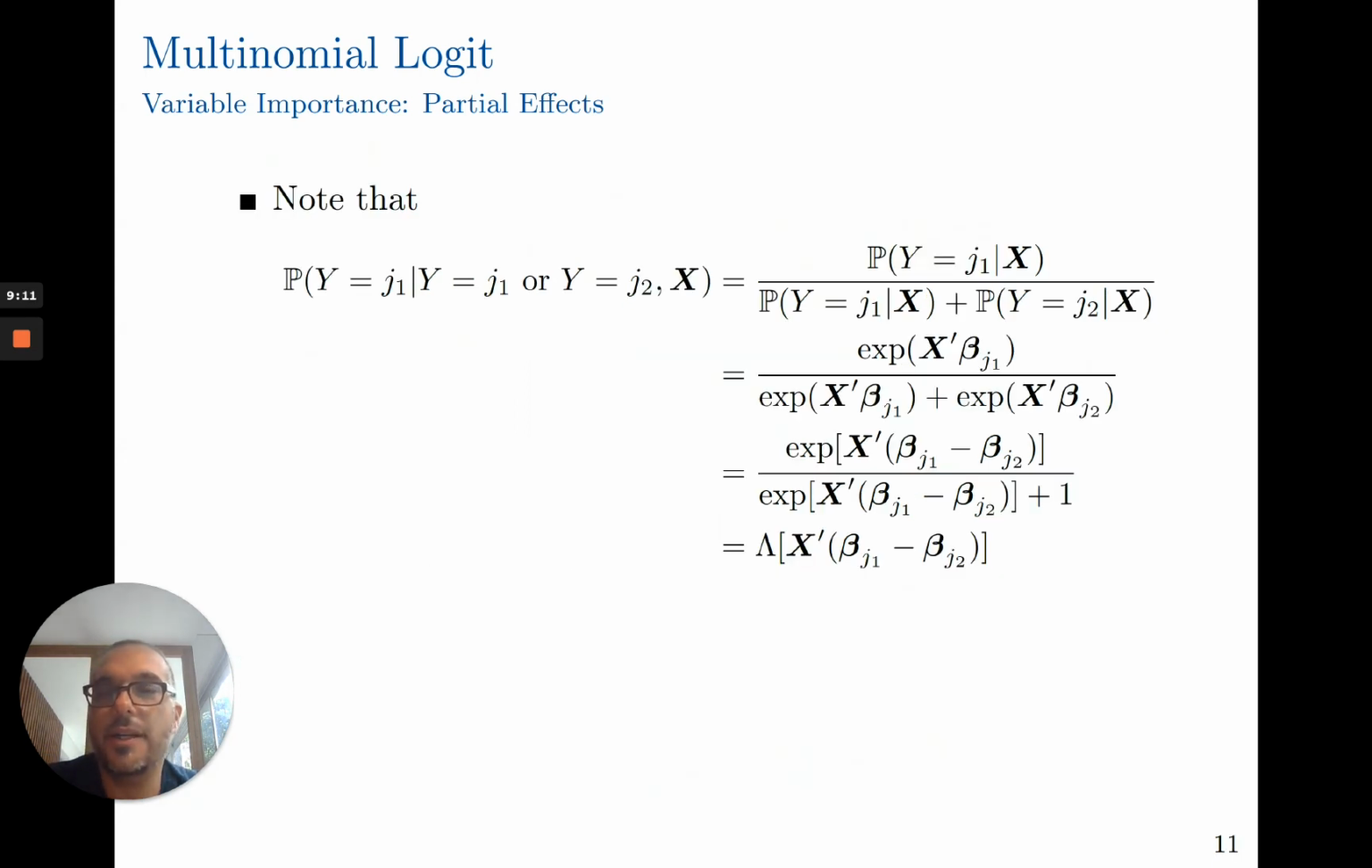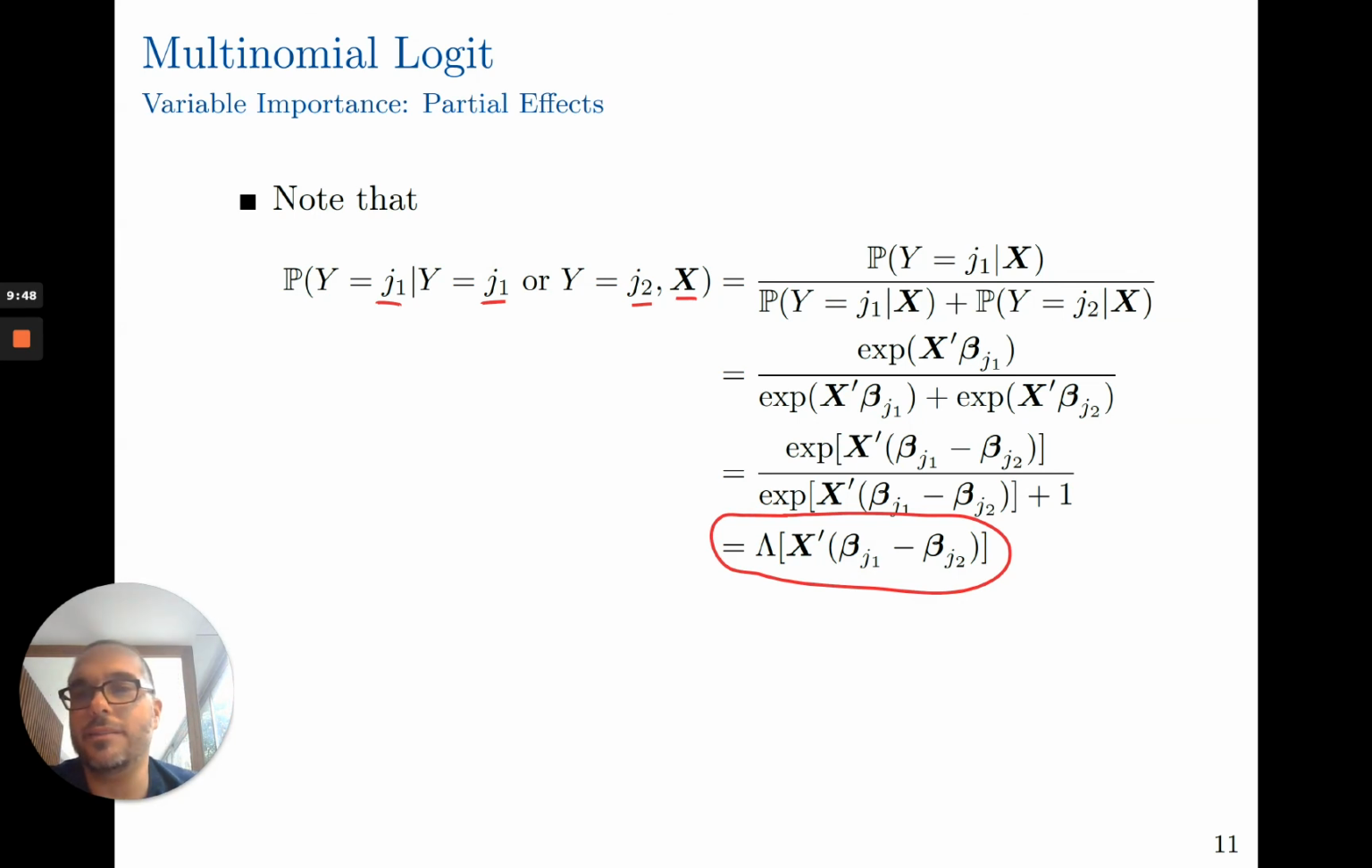Okay, so we can also compute the probability of me choosing alternative J1, given y equals J1 or J2 and x. Okay? And that's exactly a logit model.